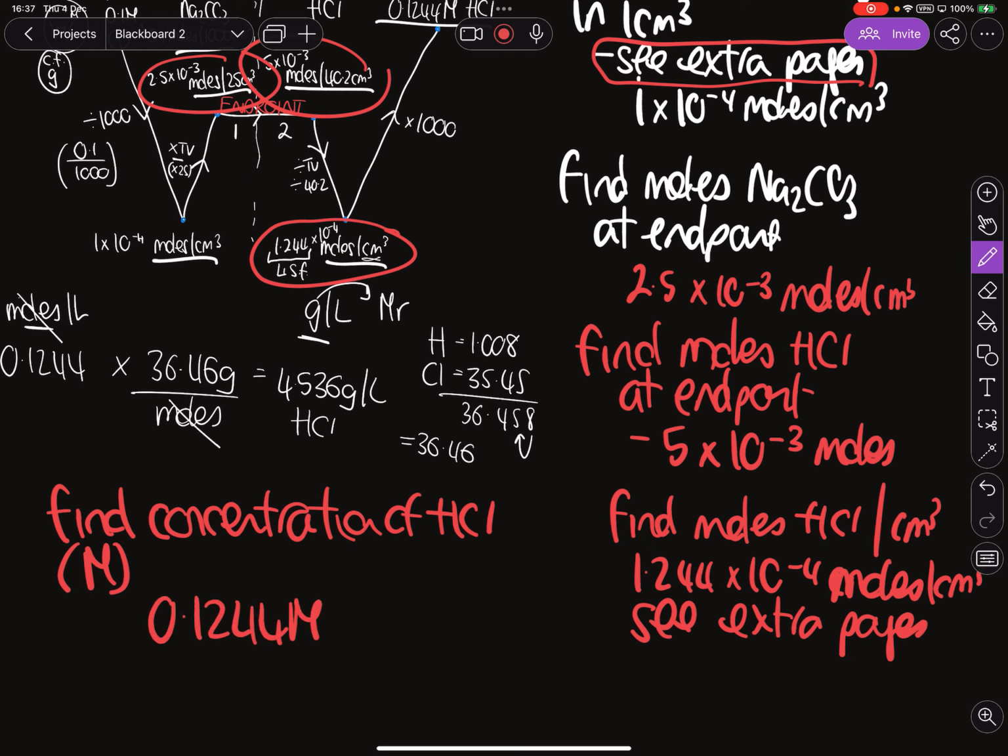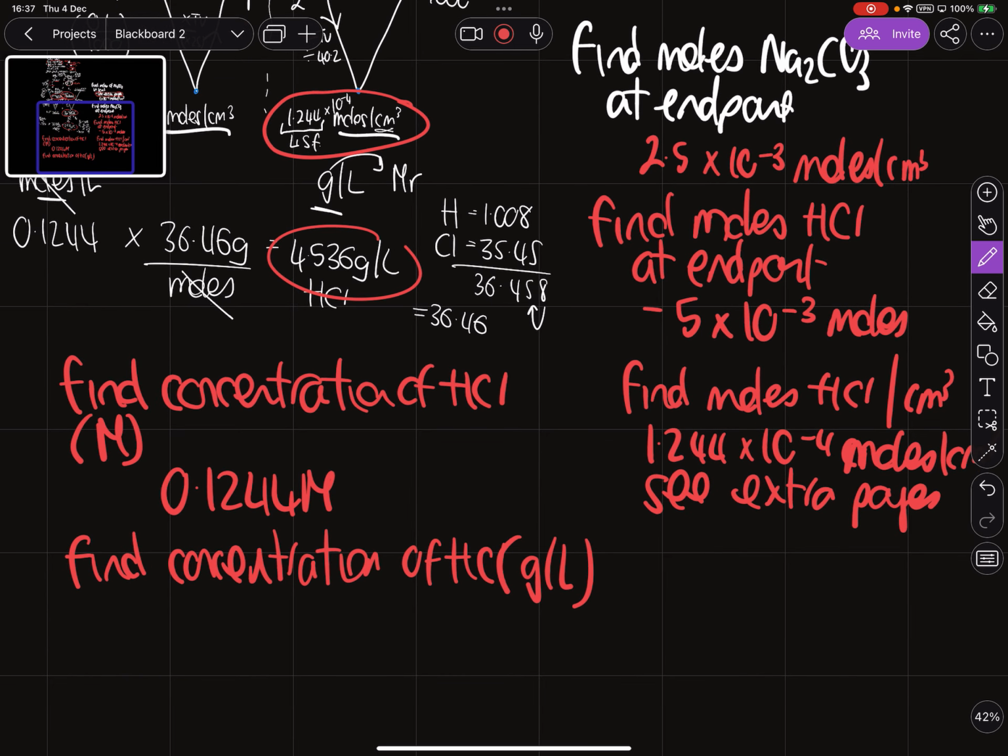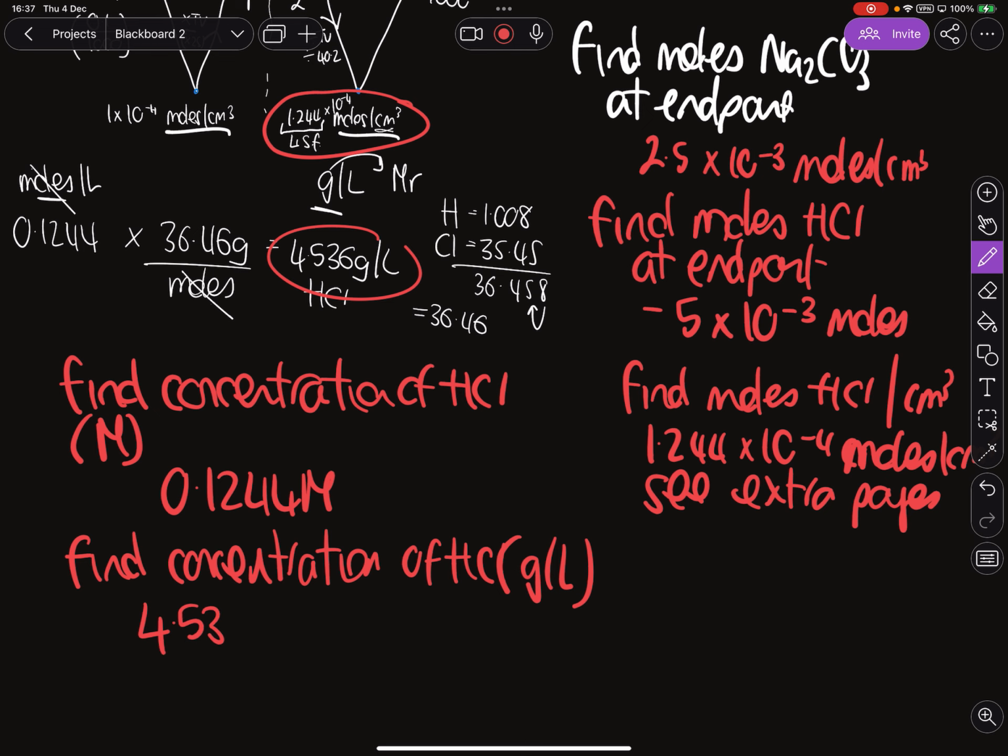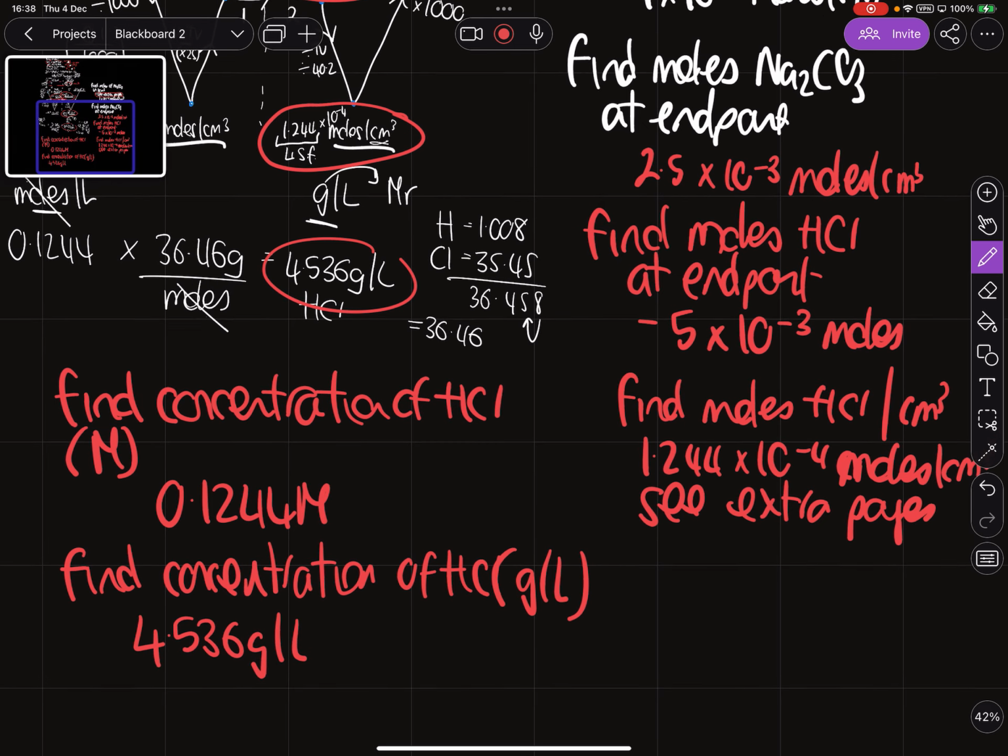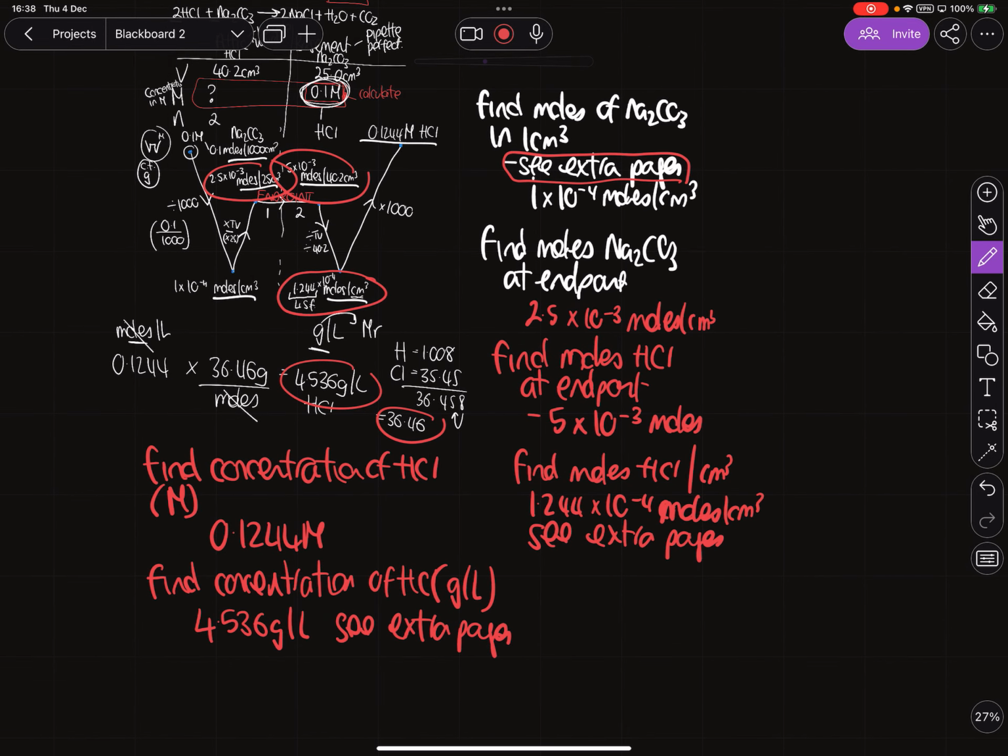You say thanks very much. They might ask you to find concentration of HCl in grams per litre, which brings us to this part. And as they say, skip to the end, 4.536 grams per litre. Okay, and again, you might be writing see extra pages because they more than likely are going to give you marks for this little part of it. So you need to make sure you've shown them that.